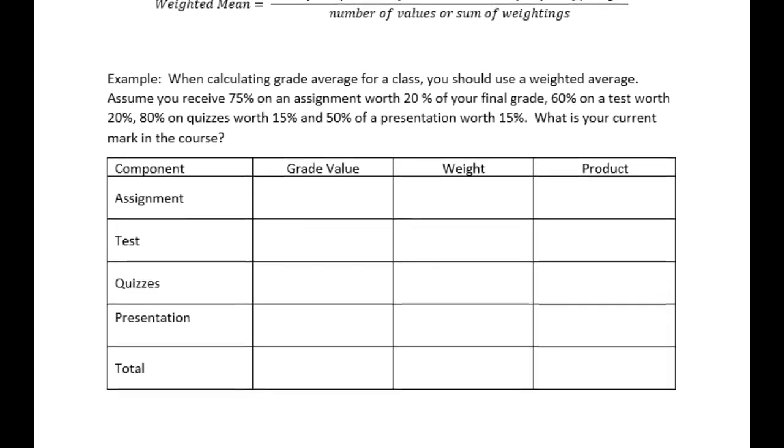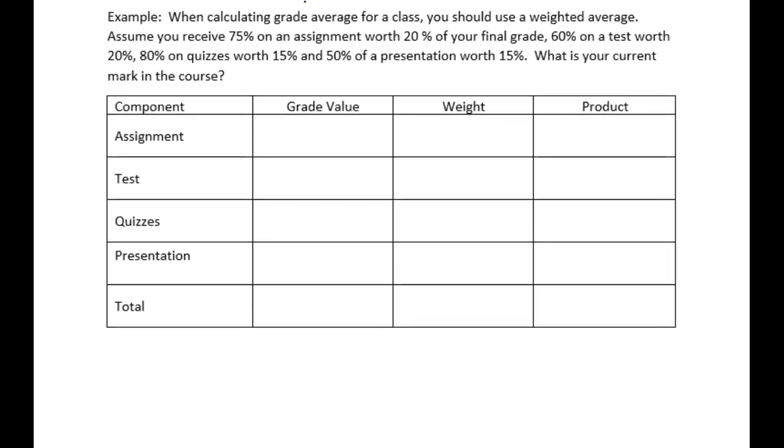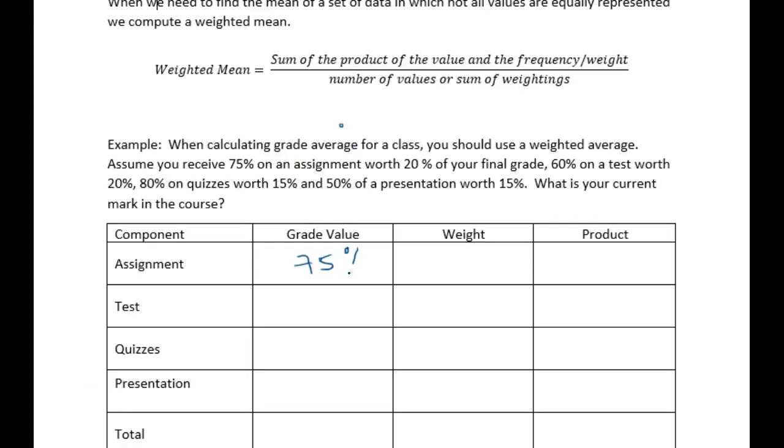So here's our example considering grades. When you're calculating a grade average, you should use a weighted mean because not everything's worth the same, right? Tests might be weighted a little bit more than quizzes, more than assignments, etc. So here's our context. Assume you have 75% on an assignment worth 20% of your grade.